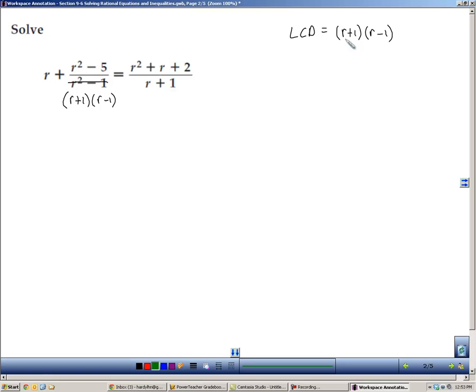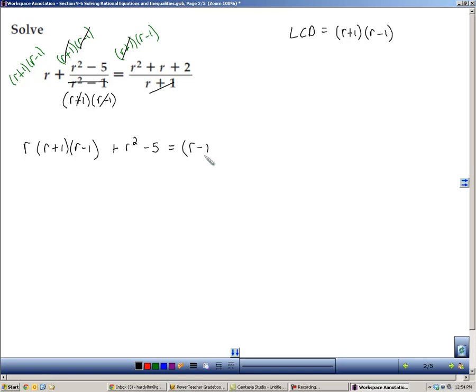And what do I do with that? I'm going to multiply every term by that common denominator so that I can cancel. So here in the front, we have r plus 1, r minus 1, times the r here. Here, we cancel all that, leaving a plus r squared minus 5. Here we'll cancel the r plus 1's, leaving an r minus 1 times the r squared plus r plus 2.